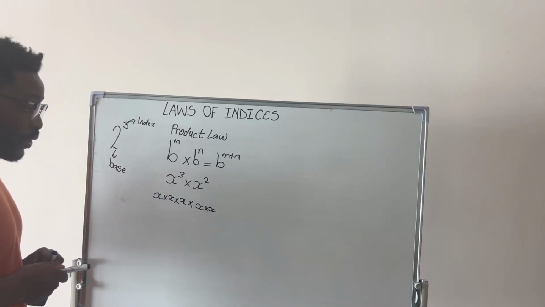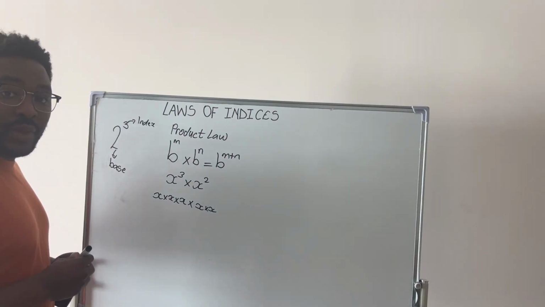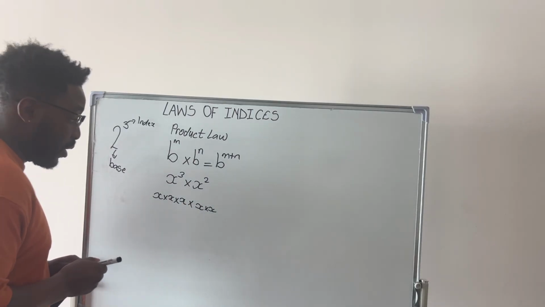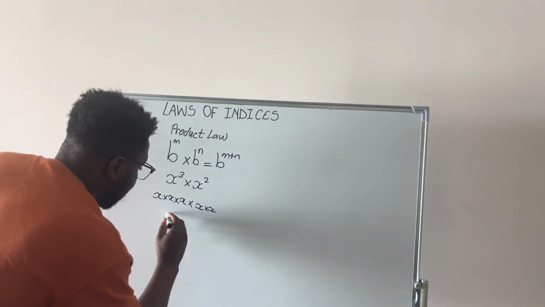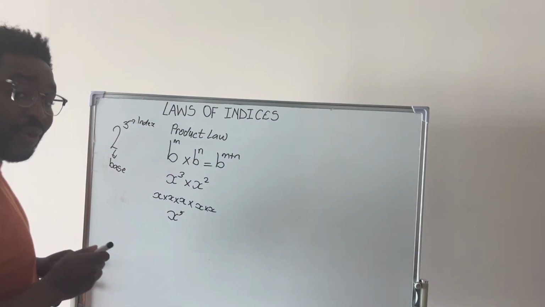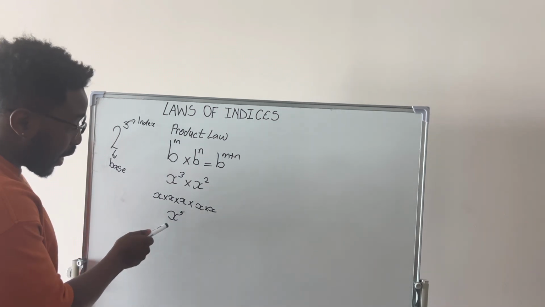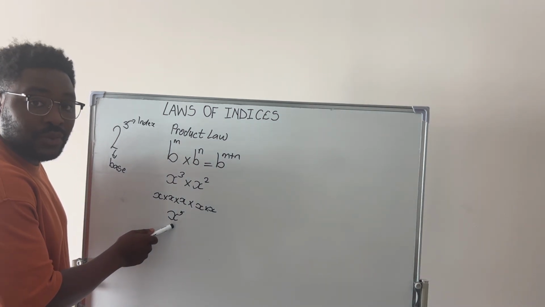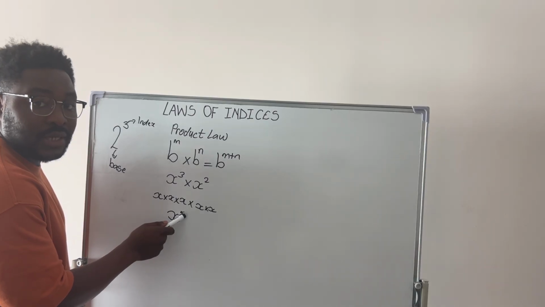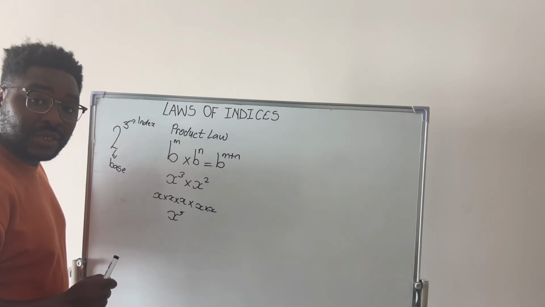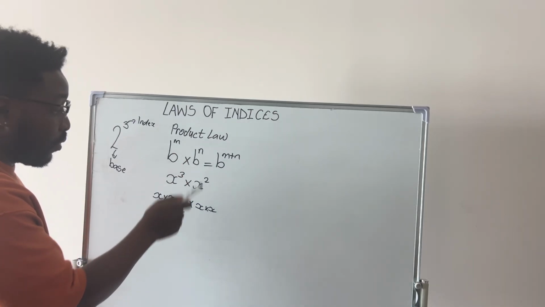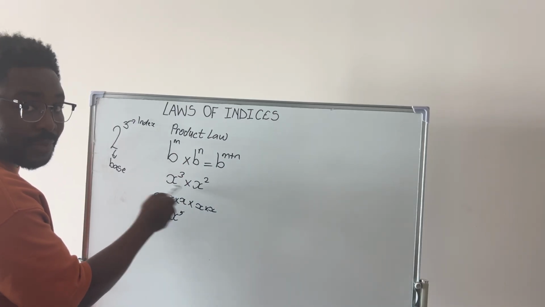Now let's count how many x's we have there: 1, 2, 3, 4, 5. That gives us x raised to the power 5. Now remember, our x here, which is the variable, is the base, and our 5 over there is the index.